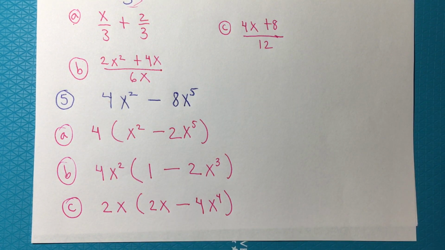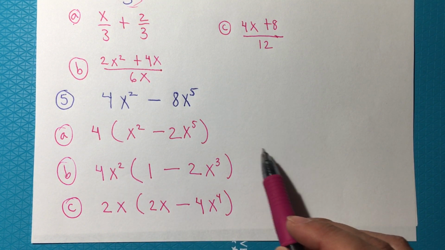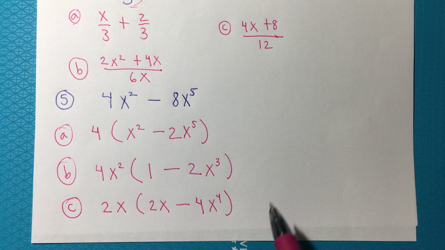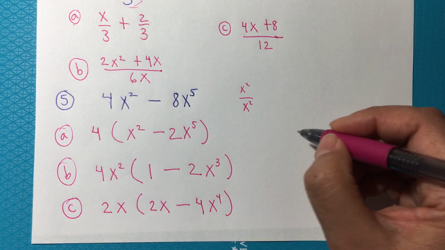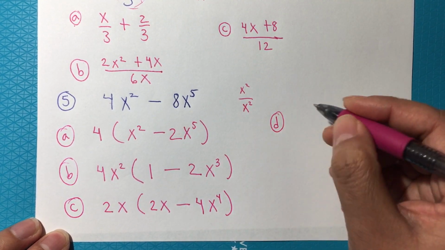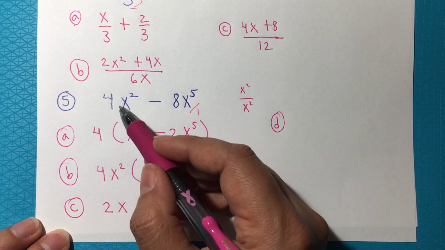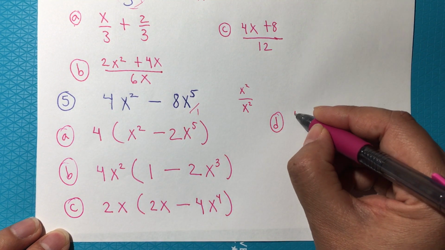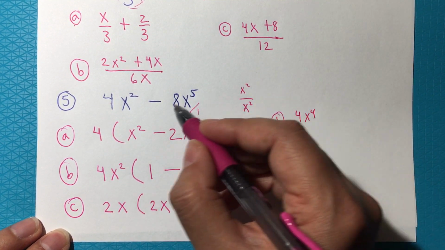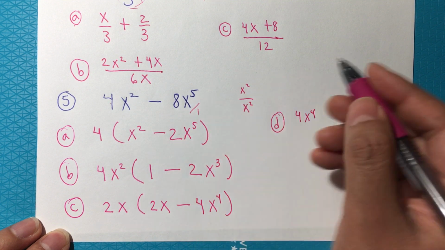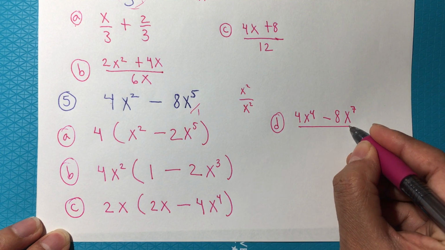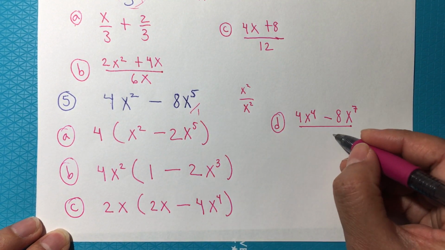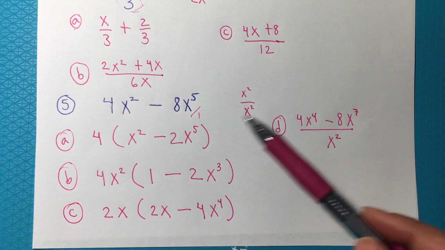And of course, you can create more, right? You can factor out just x squared, or just x by itself, and start dividing. Or you can multiply by x squared over x squared, and put it over 1. So x squared times 4x squared is 4x to the 4th. x squared times negative 8x to the 5th is negative 8x to the 7th, over x squared times 1, which is x squared. Those are also equivalent.